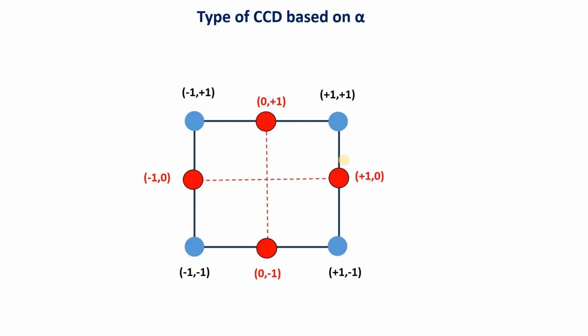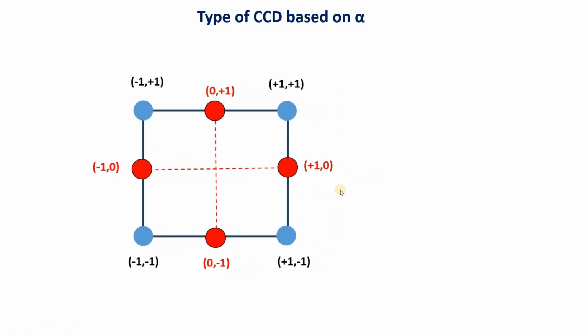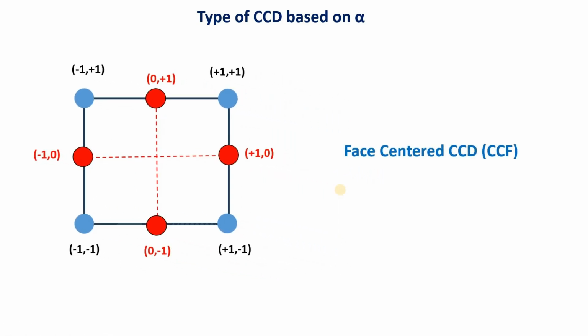Okay, so if we have a full factorial like this, and we have not considered center points, and the axial points lie on the face of this square, in that case it will be called a face centered CCD.